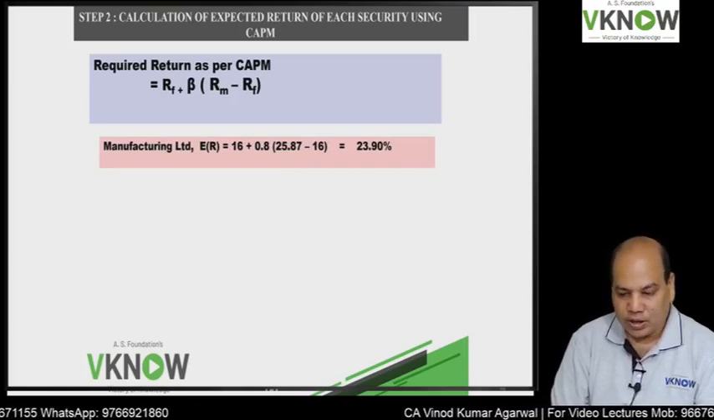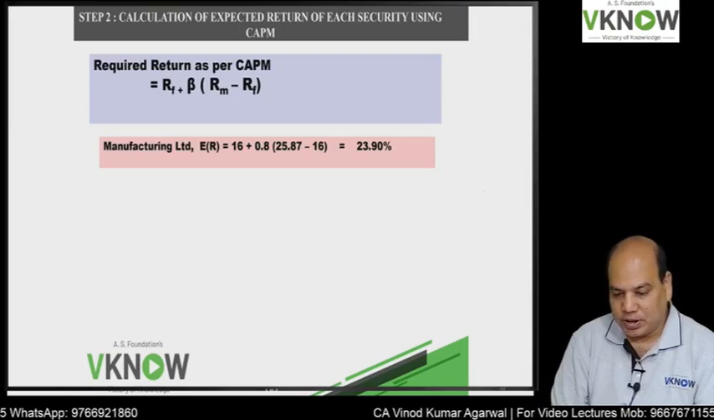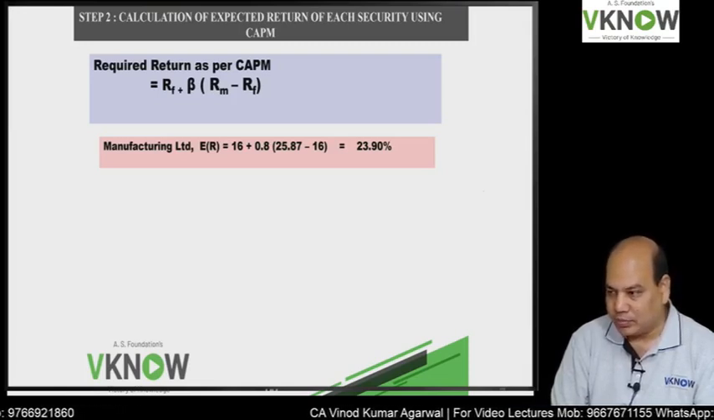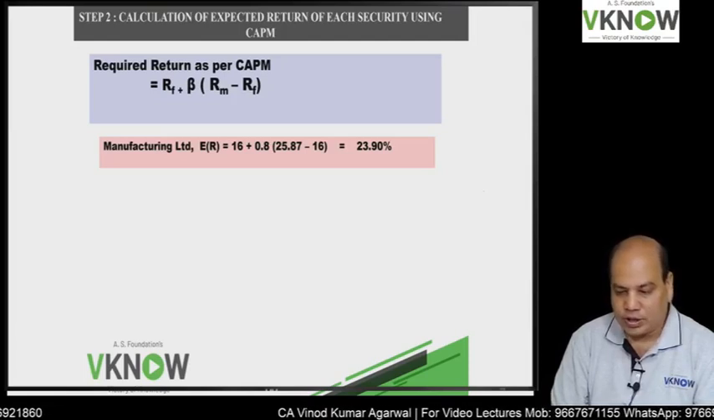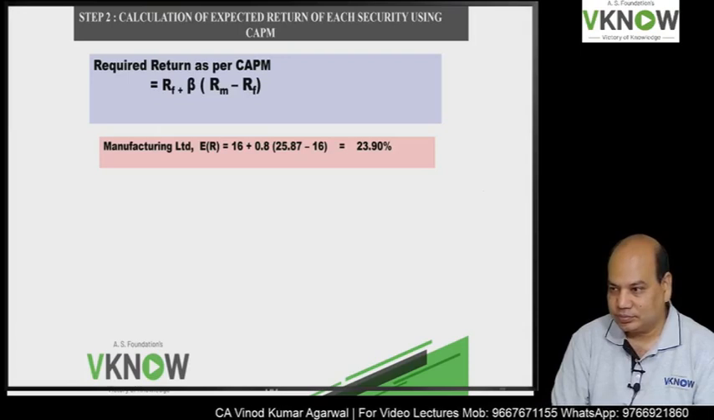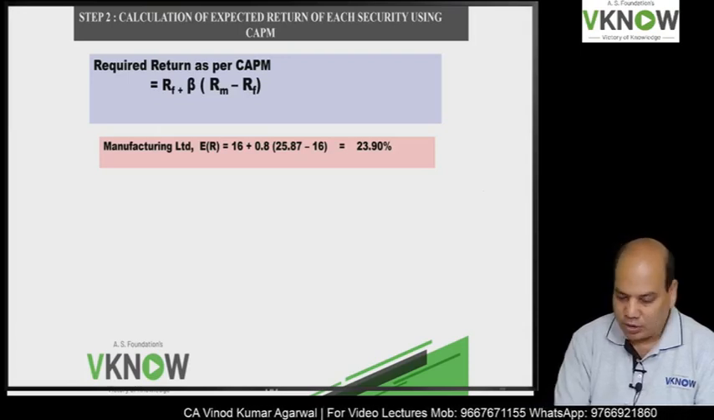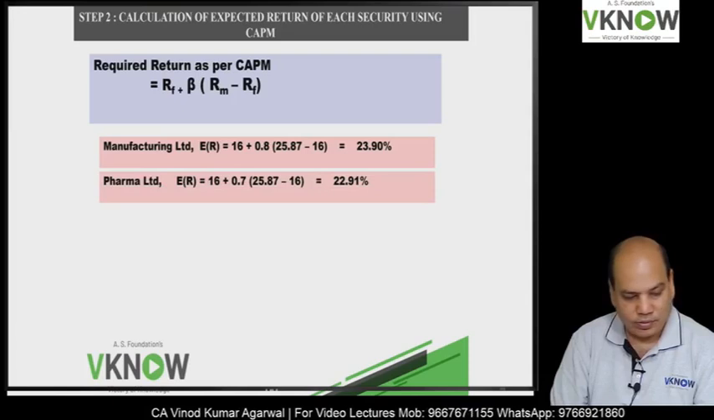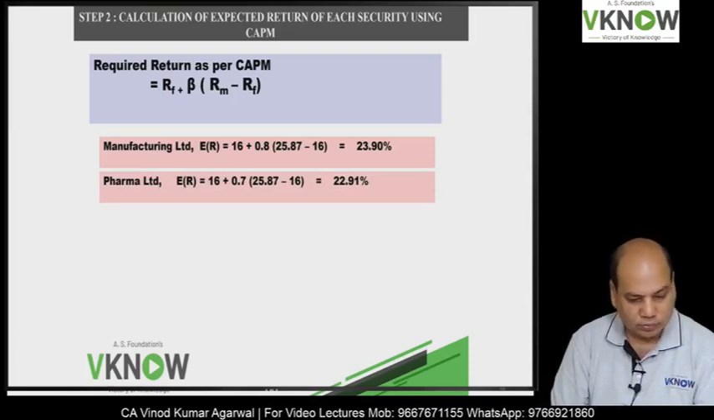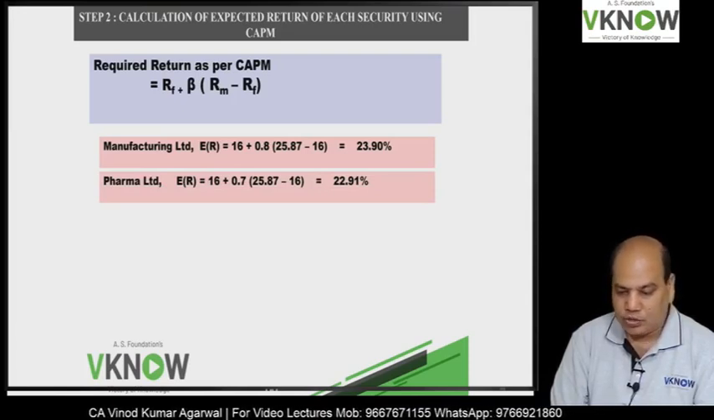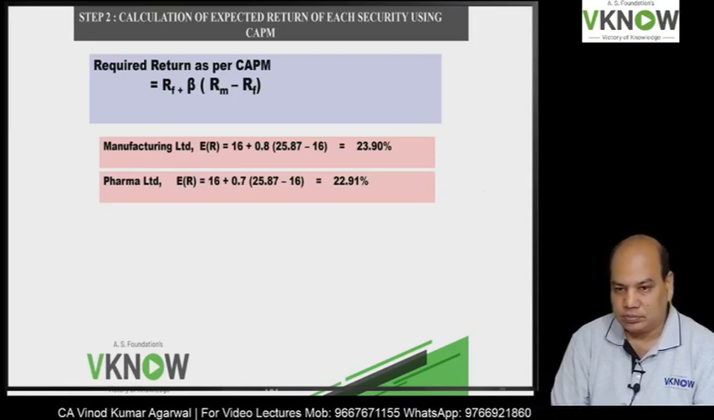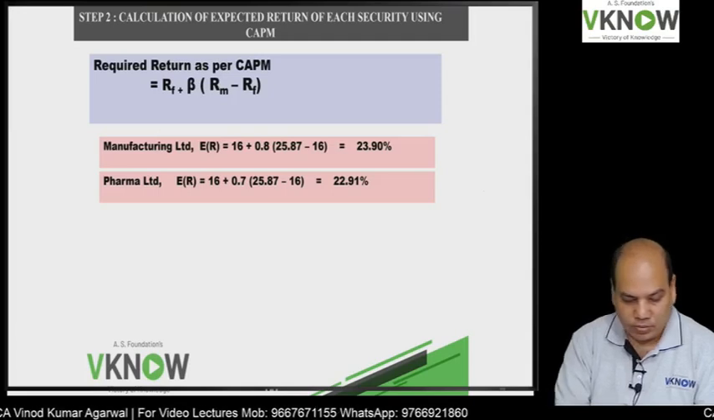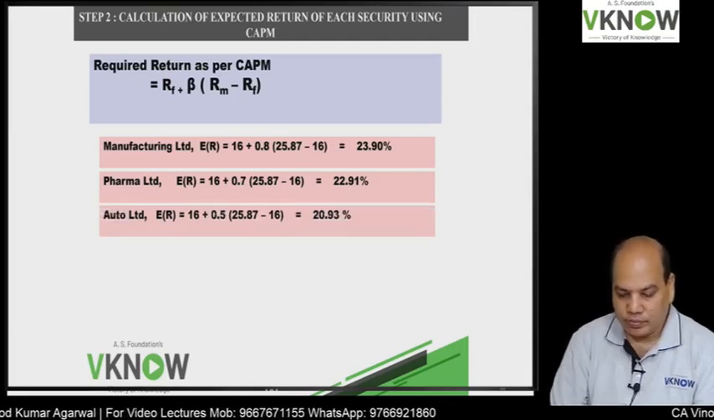For manufacturing limited, the expected return or required return is equal to 16 plus 0.8 into bracket 25.87 minus 16. How much is that? Is it 23.9%? Next, pharma. Pharma is 22.91%. No problem. Some difference in decimal is okay.